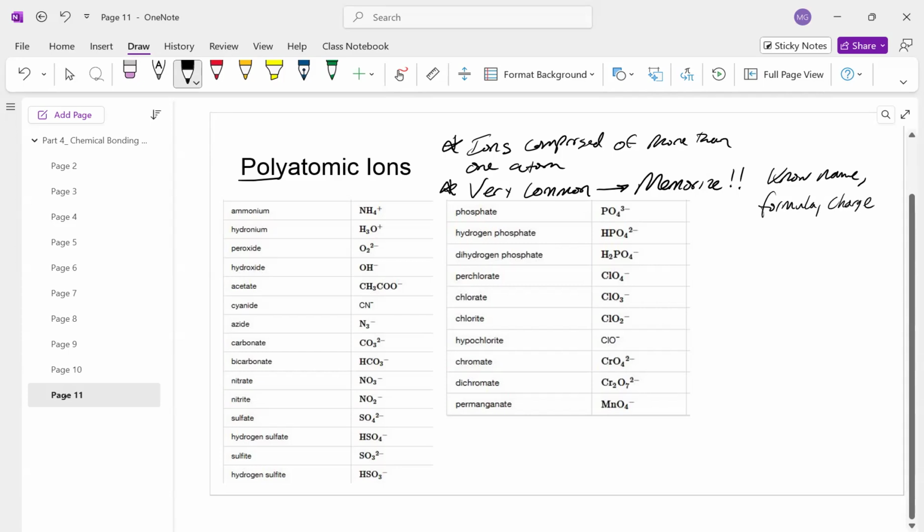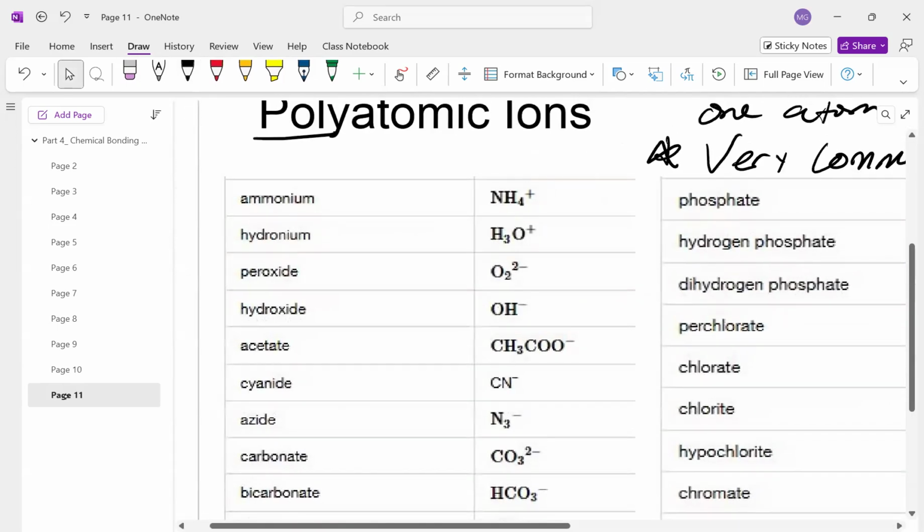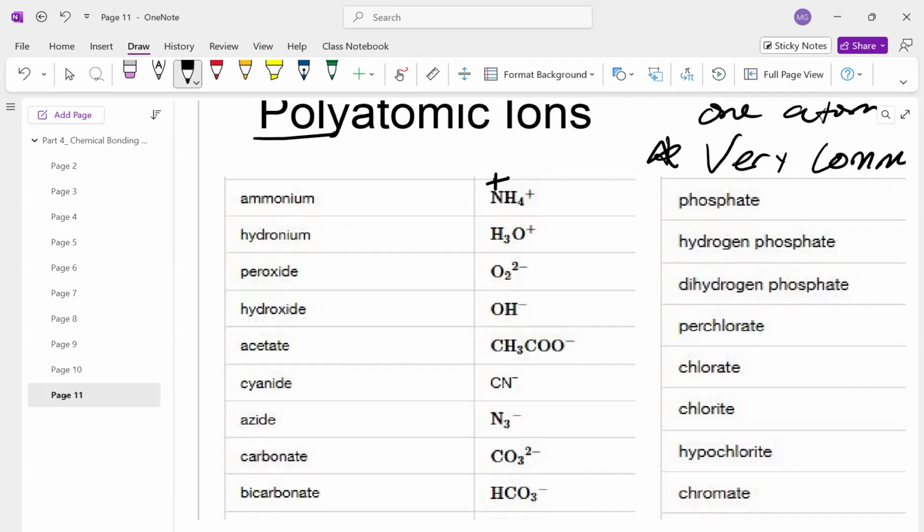So we kind of start at the top of the list here with ammonium. Ammonium is NH4 with a plus charge. And that plus charge is on the nitrogen. I know it's kind of drawn out to the side there, but the plus charge is actually on the nitrogen. And then hydronium. Hydronium is H3O plus, the plus charge there is on the oxygen.